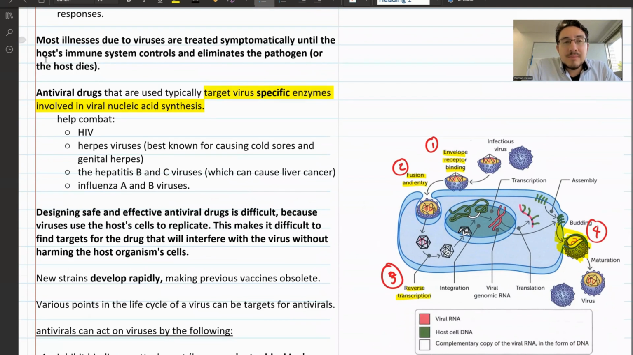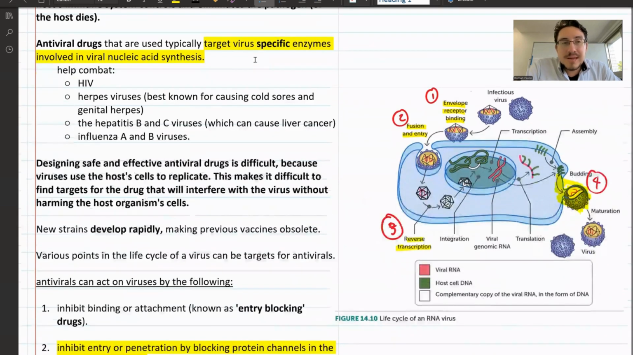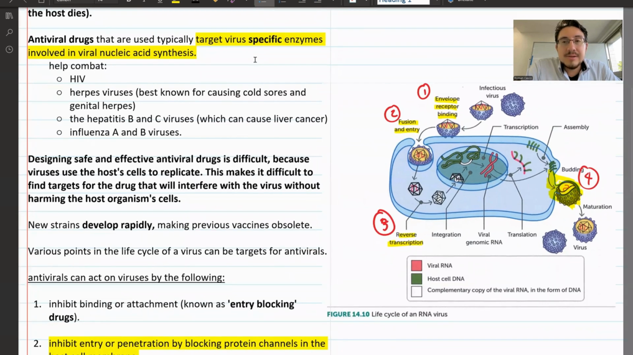Most illnesses, and this is quite interesting, most illnesses due to viruses are treated symptomatically until the host immune system controls and eliminates the pathogen, right? So you treat the symptoms rather than try to eradicate the virus from within the body. Basically, our immune system takes care of that. We just ease the symptoms, right?